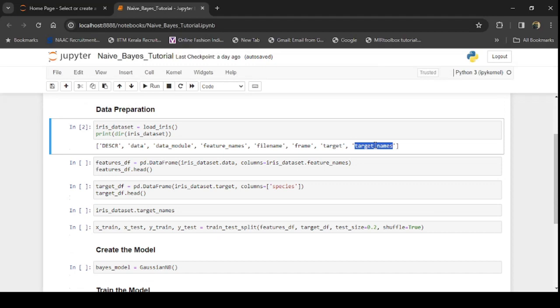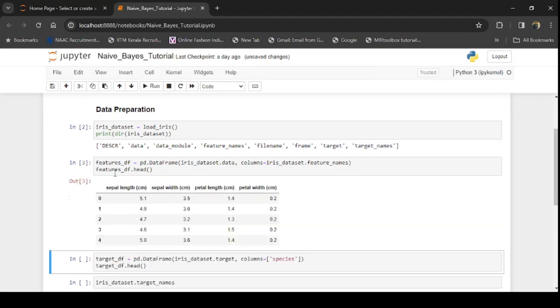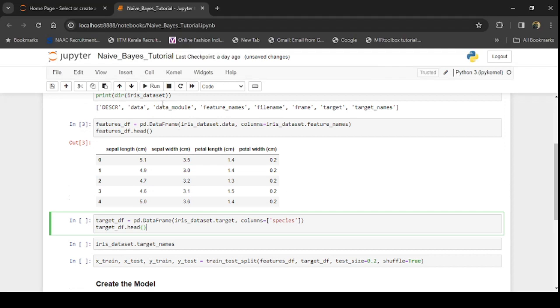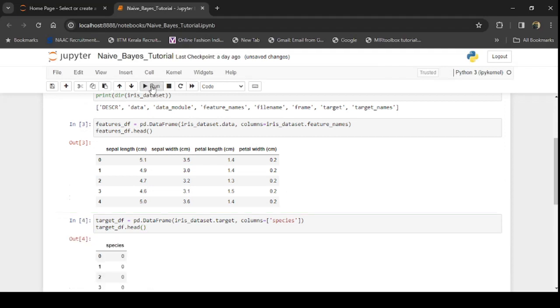Let's create feature data frame and target data frame to use them in our machine learning code. If you see, the content of features data frame has sepal length, sepal width, petal length and petal width. Based on these four independent columns or the features, we will be classifying the species of a specific iris flower, and that is what we have in the target data frame.